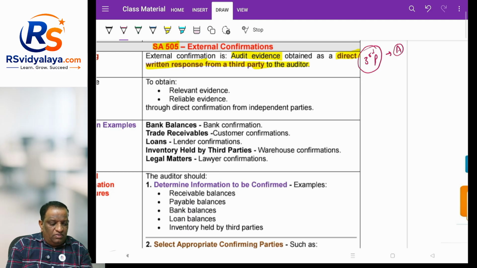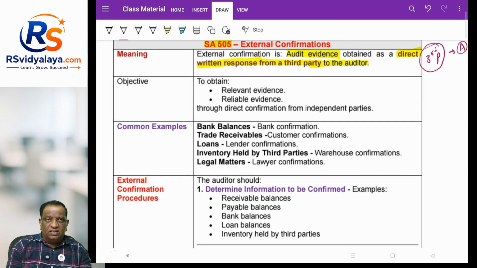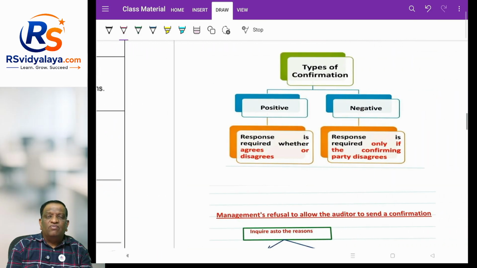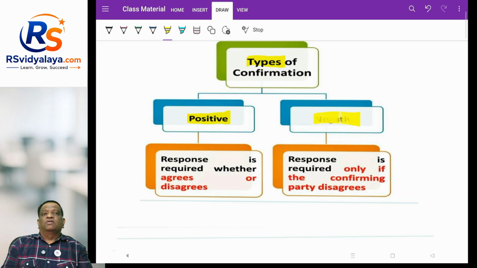Then, as I told you earlier, your standard is not complete in its detail. So, let's go and understand the fundamental types of it. What are the types of confirmation? The types of confirmation are of two types. One is positive confirmation and the second one is negative confirmation.